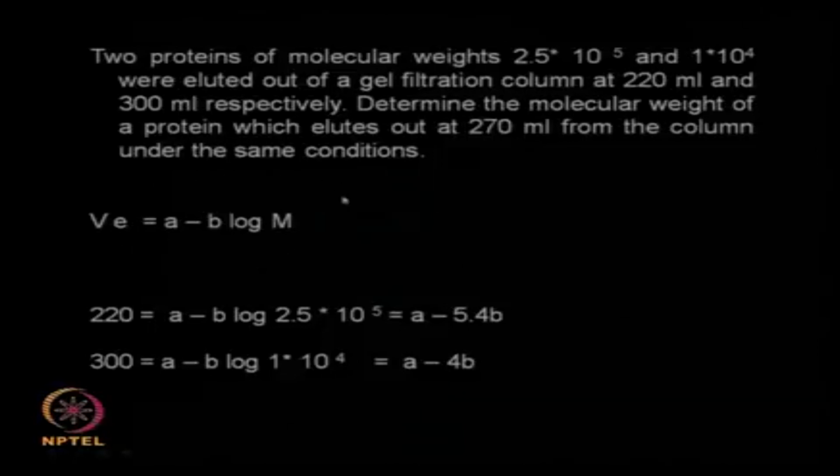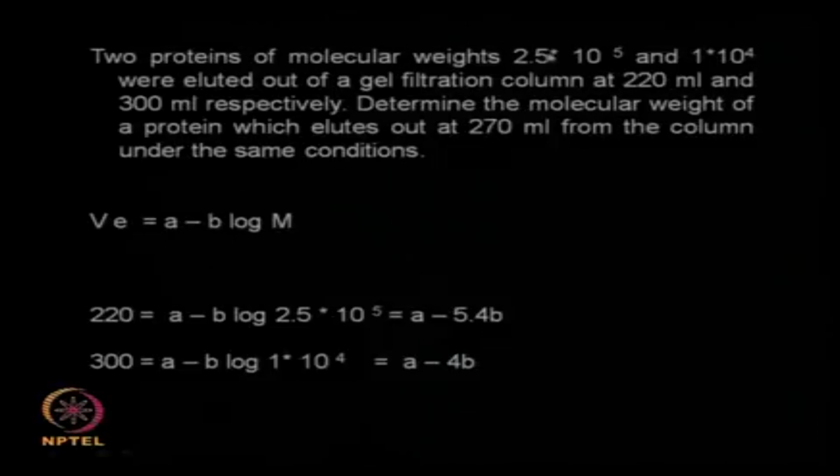So we can use this particular equation. If you remember, elution volume equals A minus B log M. Why do you have a negative term here? Because as the molecular weight increases, the solute comes out faster, so the elution volume decreases.